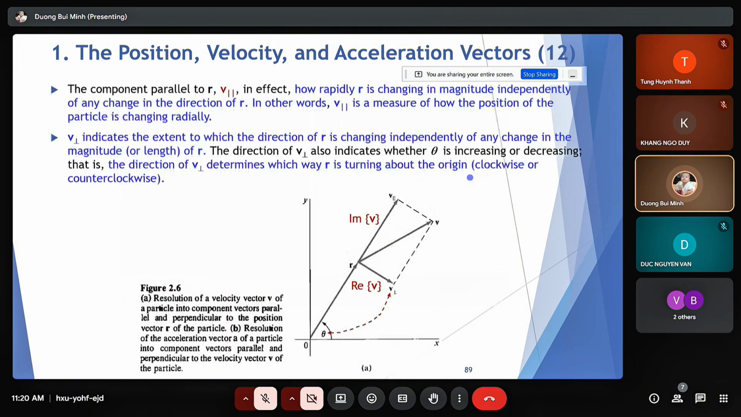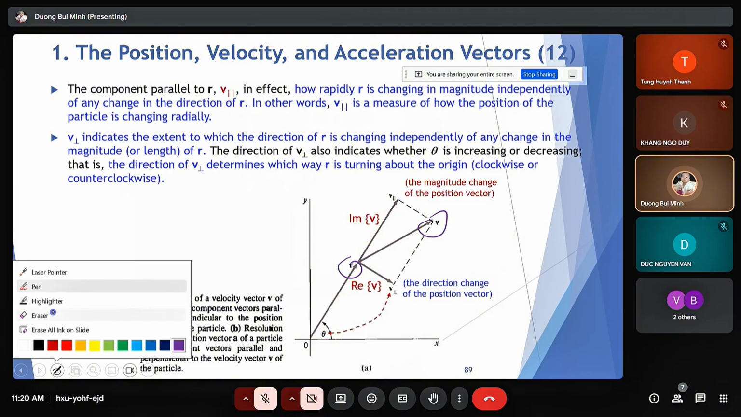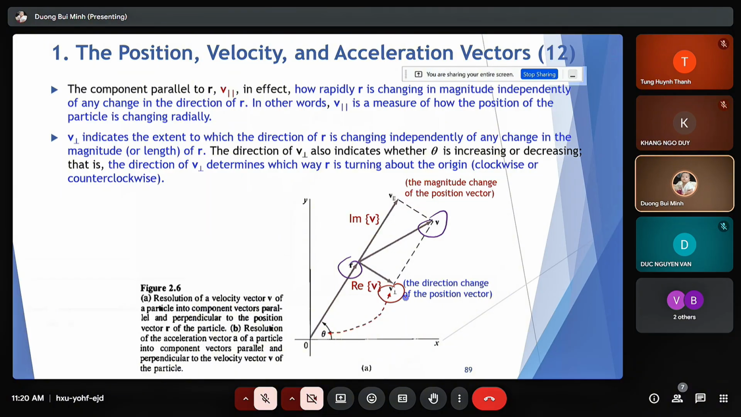Or we can say like this. Okay, look. Here is vector R, here is vector V. So we can say V perpendicular means the direction change of the position vector. Right? The position changes because V is perpendicular here, so theta will be smaller. After some time, theta will be smaller. Okay, after some time, the R will be here.